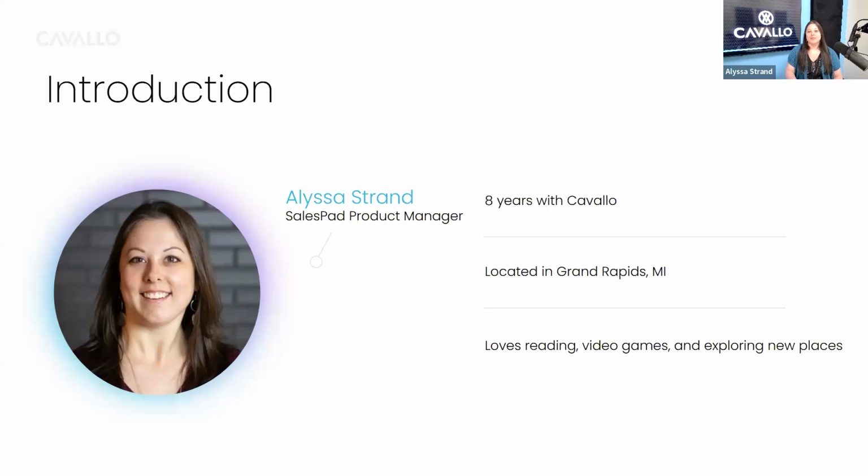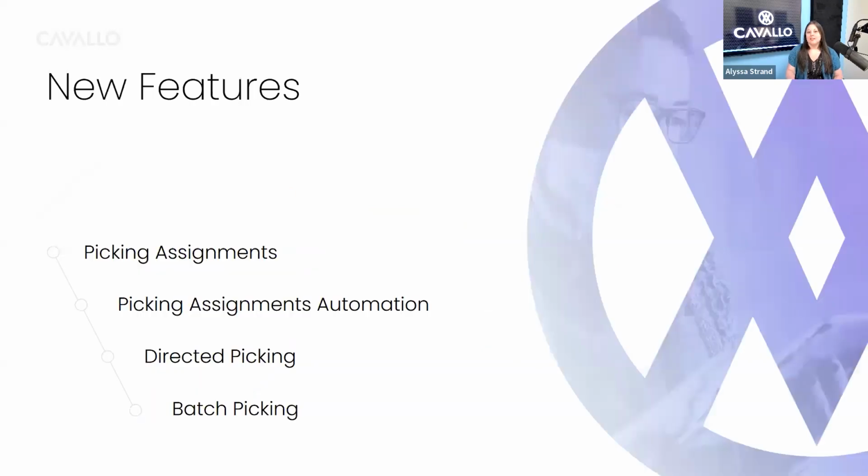So without further ado, let's get into our new Inventory Manager features. We have introduced 4 highly impactful new feature sets for Inventory Manager, all tied to the sales order fulfillment process. Picking assignments automation, which is actually triggered in SalesPad and is tied to sales order workflow, directed picking, and batch picking. So we'll be going over the features included in each of these.